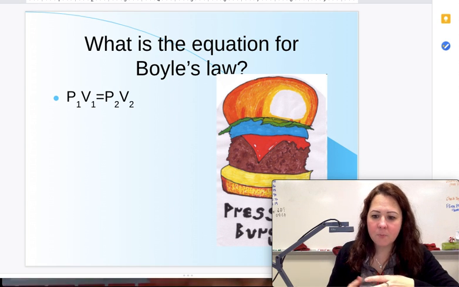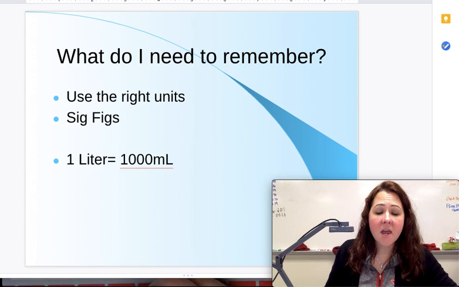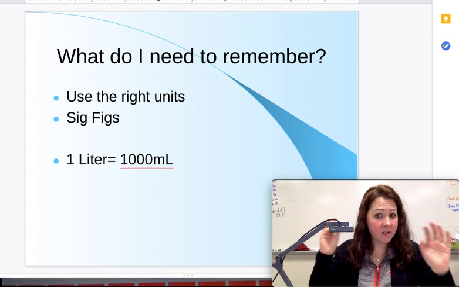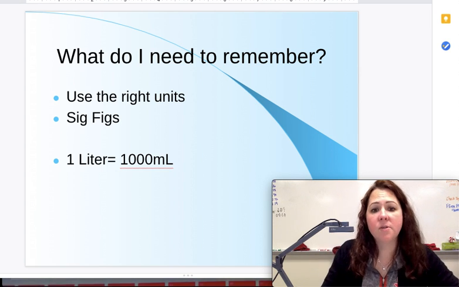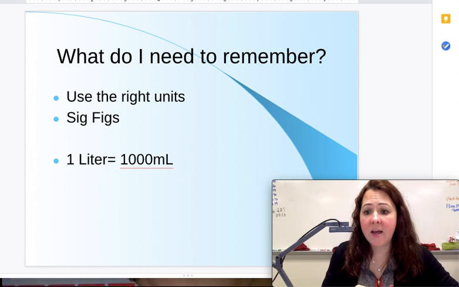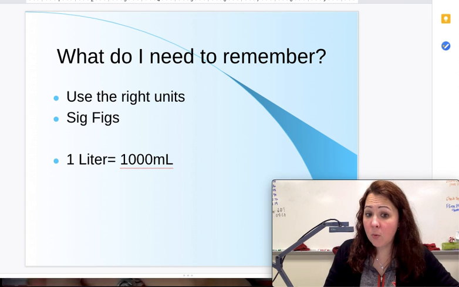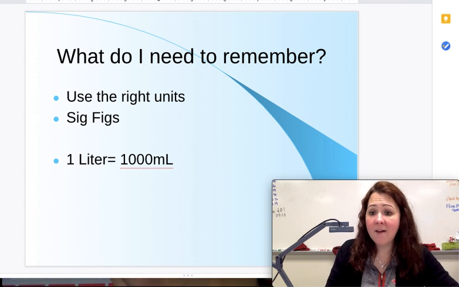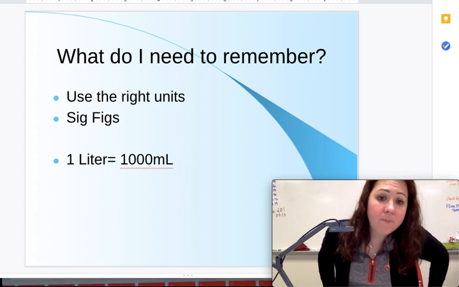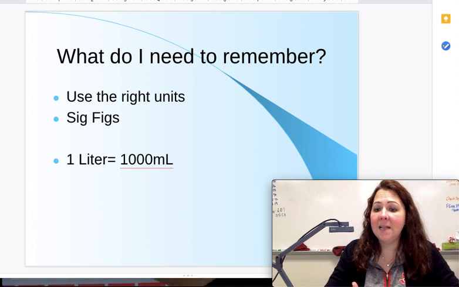Where people get tripped up with these is we have to always use the same units. Anytime you have a pressure for this whole entire unit, you have to use atmospheres, ATM. If they give you kPa, you have to put it into ATM. If they give you PSI, you have to put it into ATM. So no matter what, if you have a pressure, you're going to convert it to atmospheres if you don't already have atmospheres. We also have to remember that volume is always in liters.